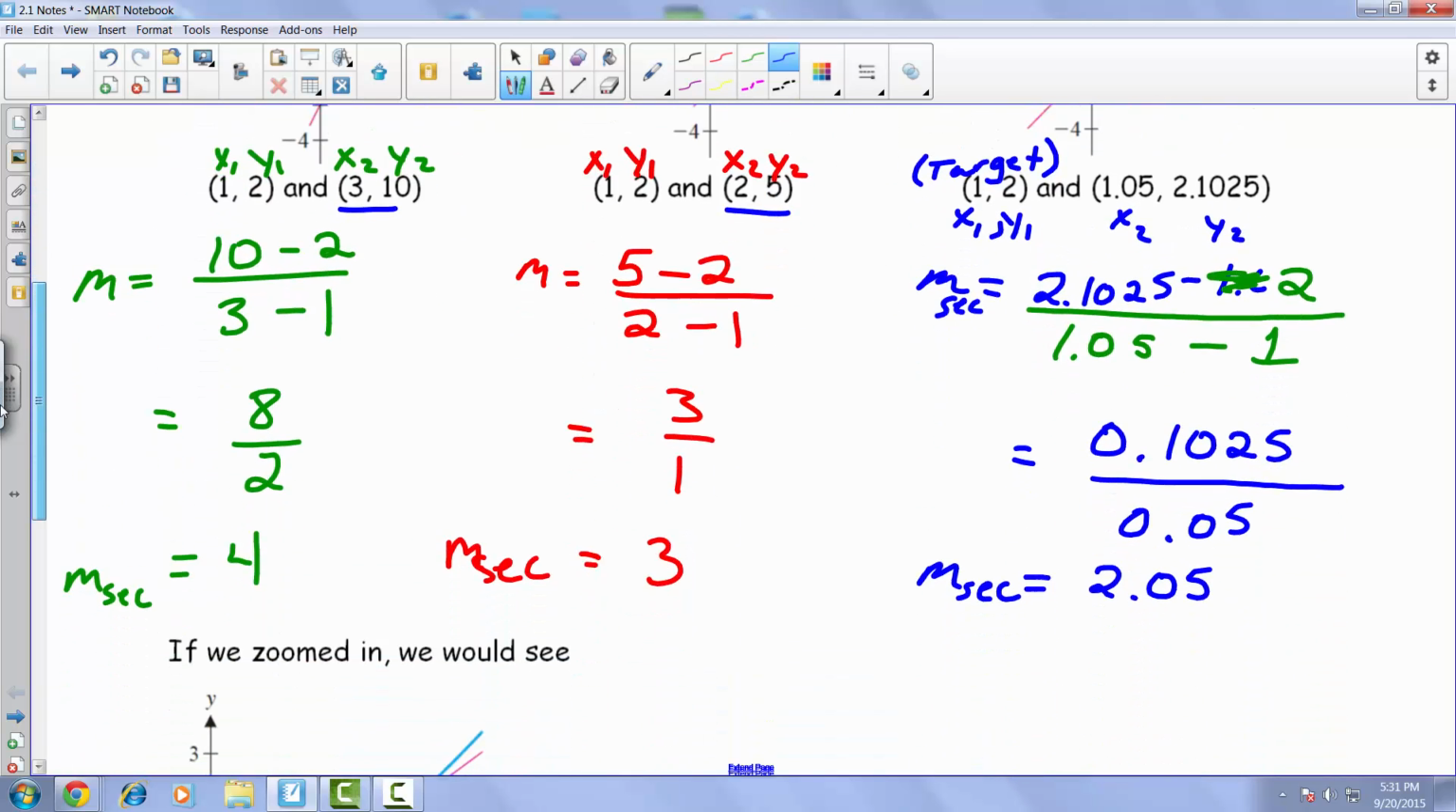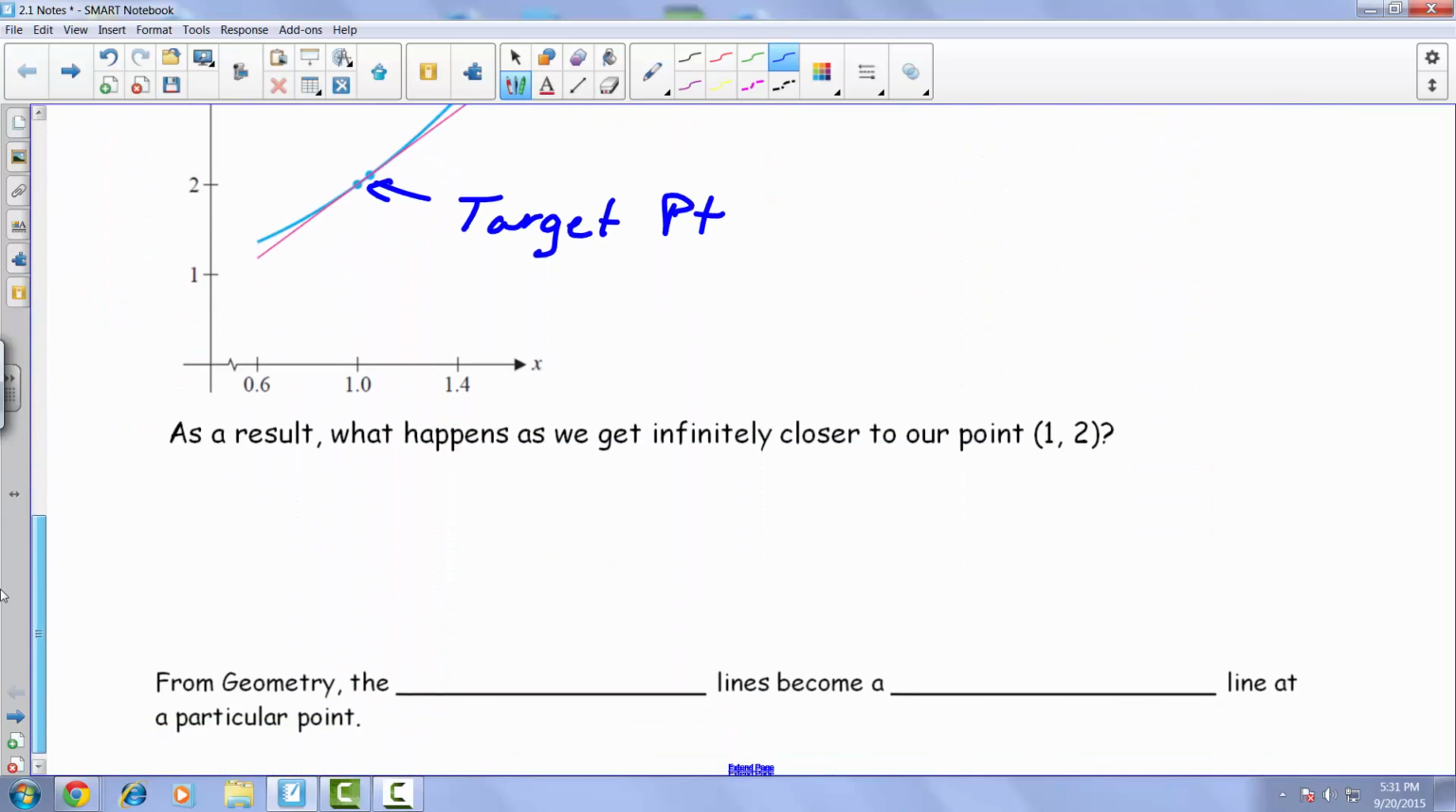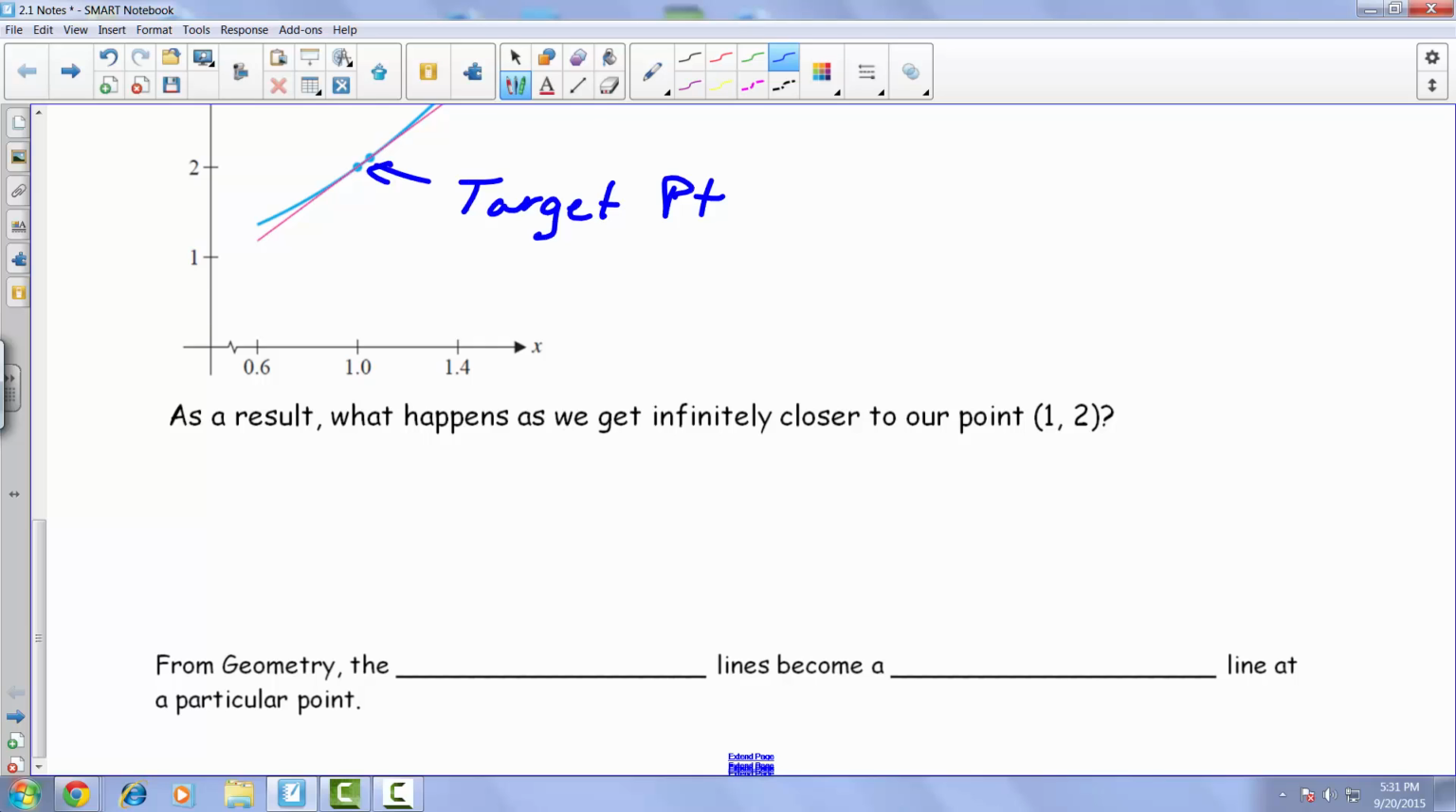As a result, we noticed that looking at those secant slopes, for right now they're going down, though they don't always have to go down, but they are getting closer to the true target point slope. That's mainly the idea that we're trying to walk away with here. So we get closer to the true slope of our target point.